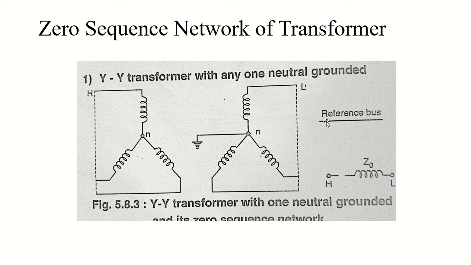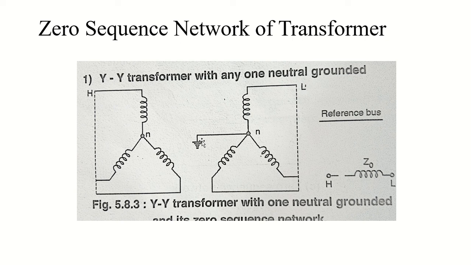So first let's consider the delta delta connection with one neutral grounded. As you can see here, the one neutral is grounded. If there are two neutrals in delta delta, and both of them are ungrounded, there will be no flow of zero sequence current, and that is very basic. I don't even need to explain that.